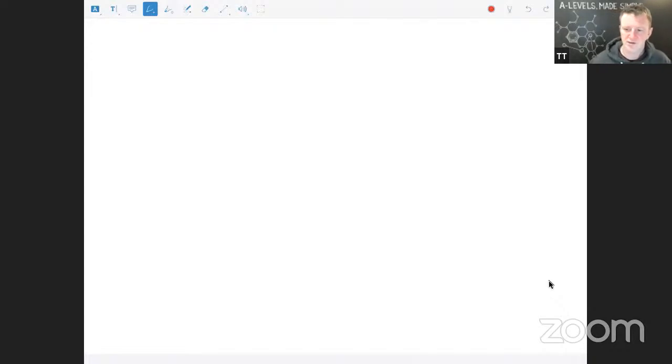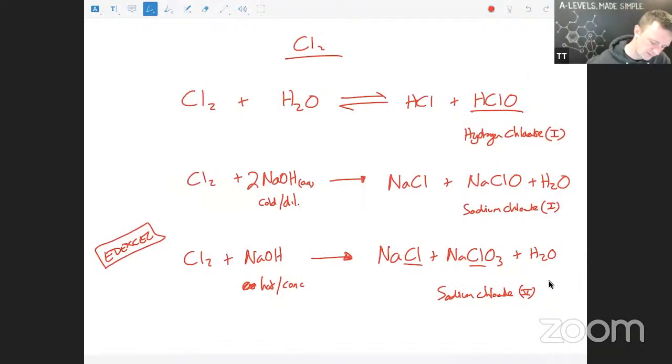Three water, three Cl2, six NaOH. Okay, 3, 6, 5, 3. Yeah, that looks right to me. Boom. So, really importantly, solubility rules.